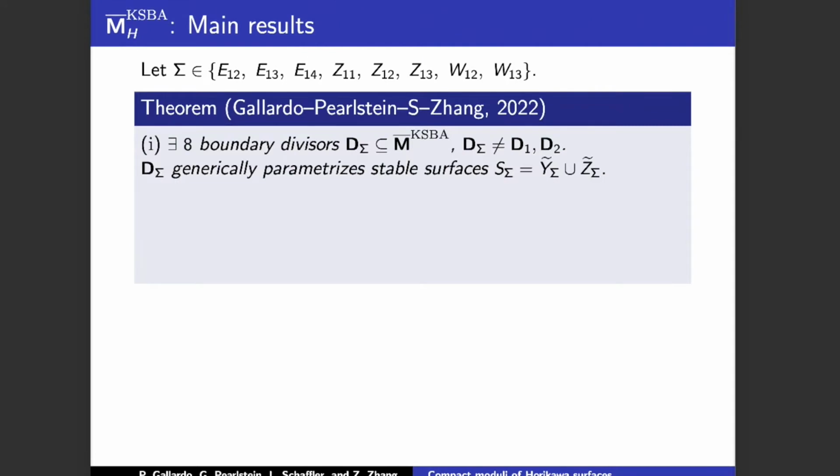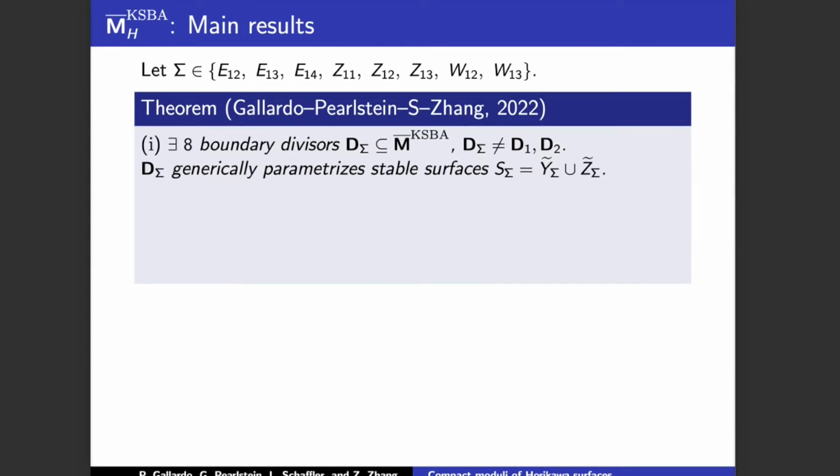And so here it comes. This main theorem is organized in 3 parts. The first part is concerned with studying the KSBA compactification. The second point will be relating this to GIT. And the last point will relate the KSBA to Hodge theory. Let's start with the first one, which says that we are able to identify 8 irreducible boundary divisors, D sigma, one for each one of those singularity types. Those are different from the ones previously found by Franciosi, Pardini, Rana, and Rollenske.